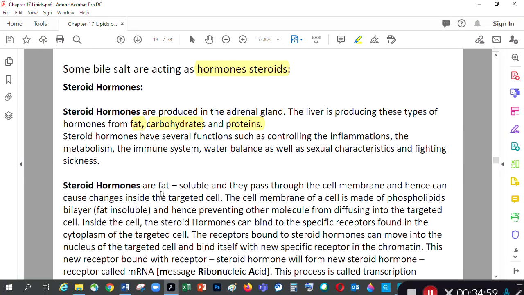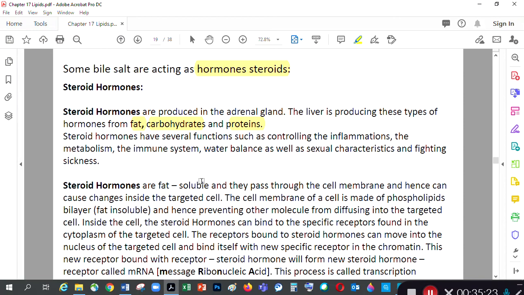Steroids have the fused four rings, correct? They are very similar to cholesterol, looking close to cholesterol, but they are not cholesterol. They are bile salts, and they have the carboxylate ion and the fused ring, four rings.